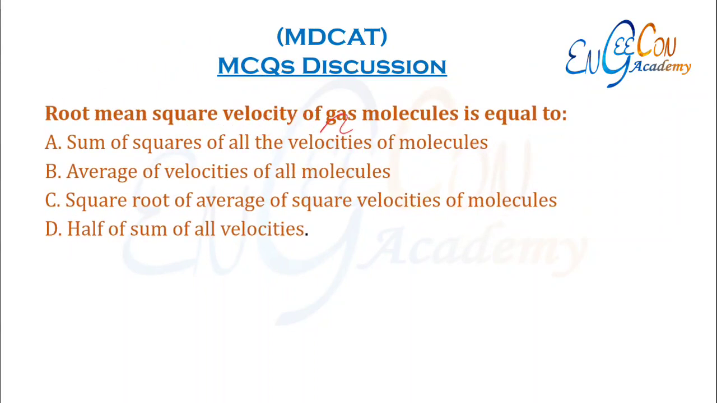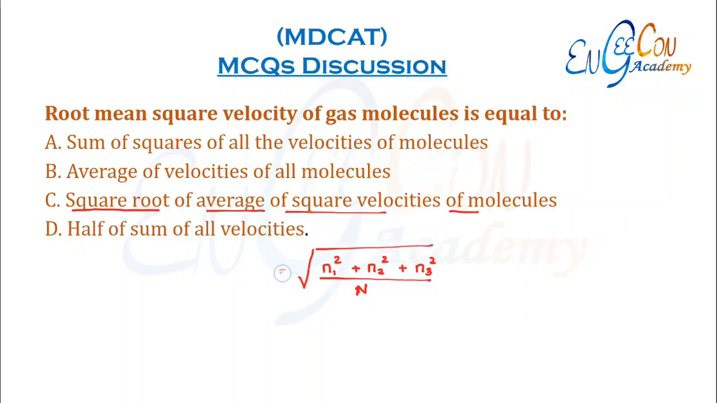Root mean square velocity of a gas molecule is equal to. So it is equal to square root of average of square velocities of molecules. So we take average of square velocities. These are different types of molecules and we are taking squares of their velocity. We divide them with total number of molecules, so we get average of square velocities, and if we take square root of this, it equals root mean square velocity. So C is the correct option.